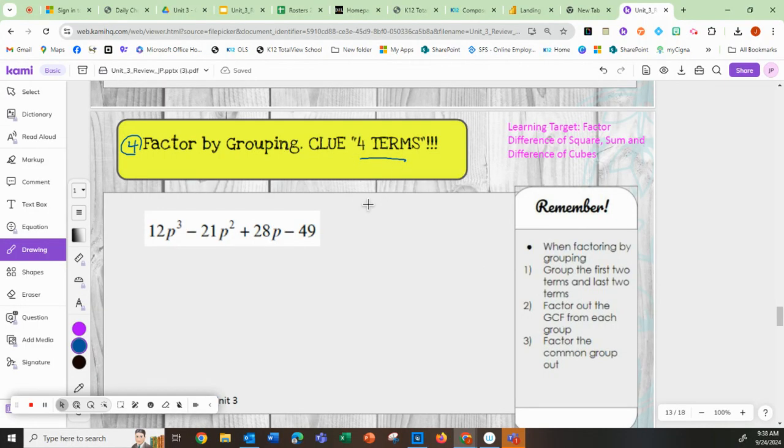You could have more than 4 terms. They're usually an even number of terms. But for Algebra 2, we usually have 4 terms. And then here are our steps. We're going to group the first 2 and the last 2 and factor out the GCF.